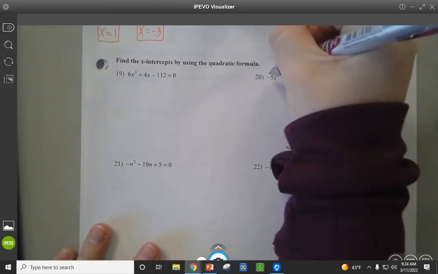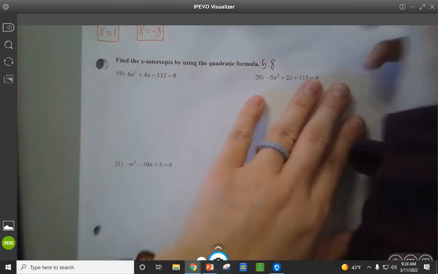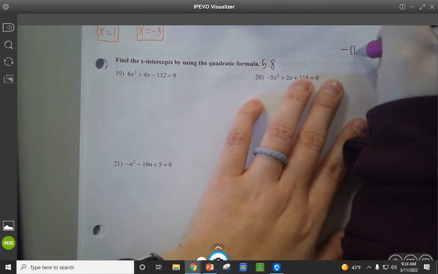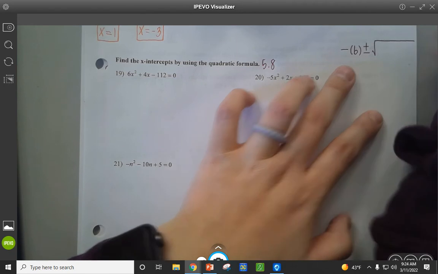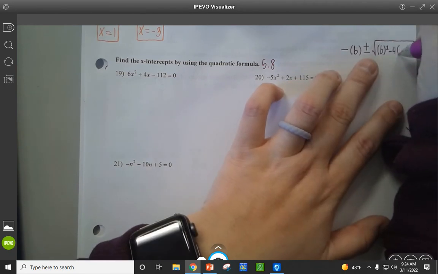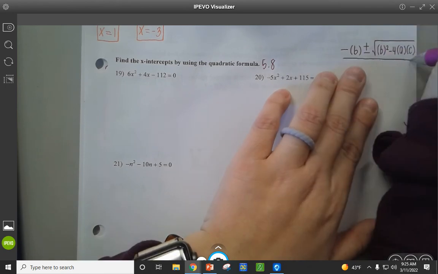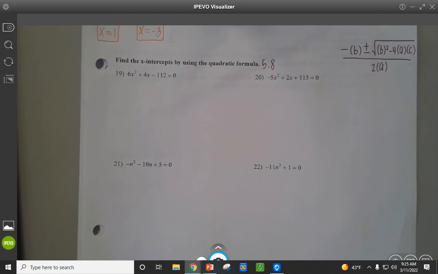So this quadratic formula is 5.8. And I might as well go ahead and write the formula on here for you. So go ahead and copy down that formula.